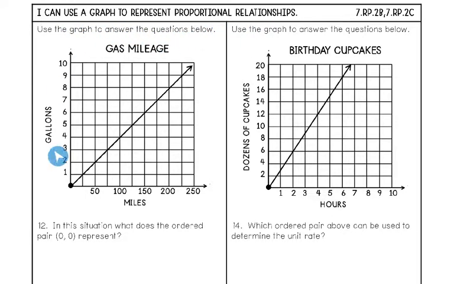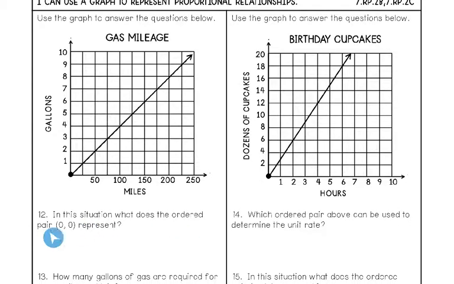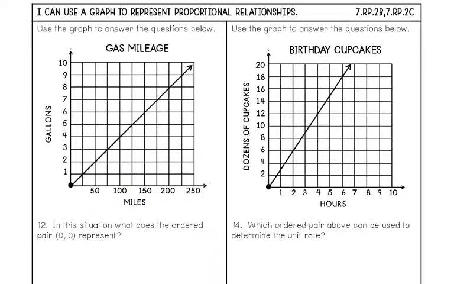In this section, you should be able to use a graph to represent proportional relationships. So we'll start with this one. This is a graph about gas mileage. We have miles on the x-axis and gallons on the y-axis. Number 12 says, in this situation, what does the ordered pair (0, 0) represent? So it represents the origin, or in context of this problem, you're traveling 0 miles using 0 gallons of gas. You've gone 0 miles and you've used 0 gallons. So the (0, 0) here represents traveling 0 miles using 0 gallons.